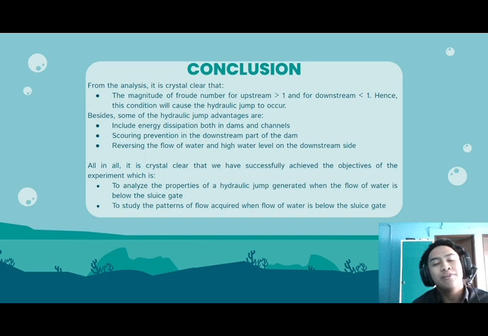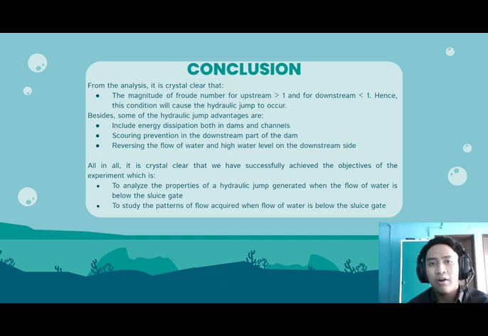Okay, finally we'll go into the conclusion of this experiment. From the analysis, it is crystal clear that the magnitude of Froude number for upstream is larger than 1, and for downstream the magnitude is lesser than 1. Hence, this condition will cause the hydraulic jump to occur. But what are the advantages of the hydraulic jump? Some of the advantages are that it includes energy dissipation both in dams and channels. It also provides scouring prevention in the downstream part of the dam, and also reverses the flow of water and maintains high water level on the downstream side.